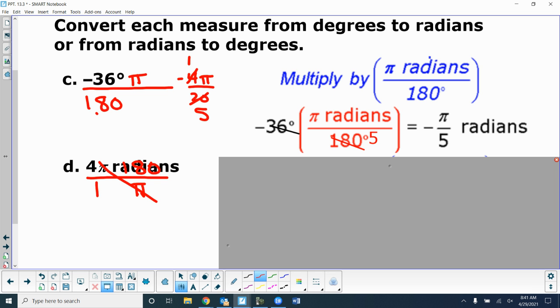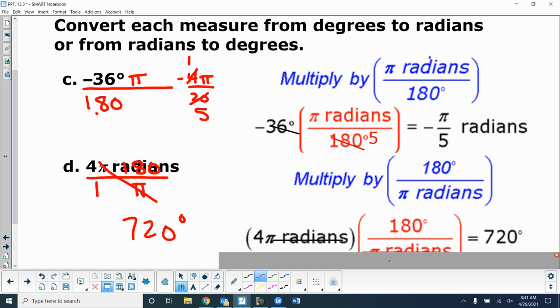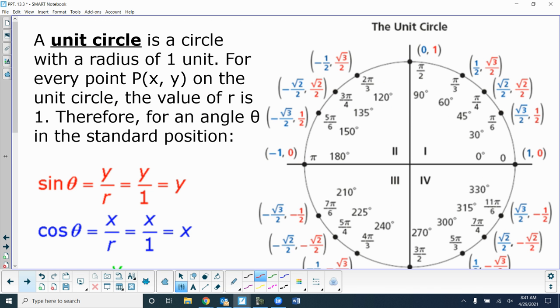All right, so this 4 times 180, which is 720. Okay. All right, here's that unit circle. Whoa. Okay, I didn't show all that stuff on there. I just showed you the X, the Y, and the circle, right? How far is it from the center to the edge? 1. The hypotenuse is always 1 on the unit circle. Okay?